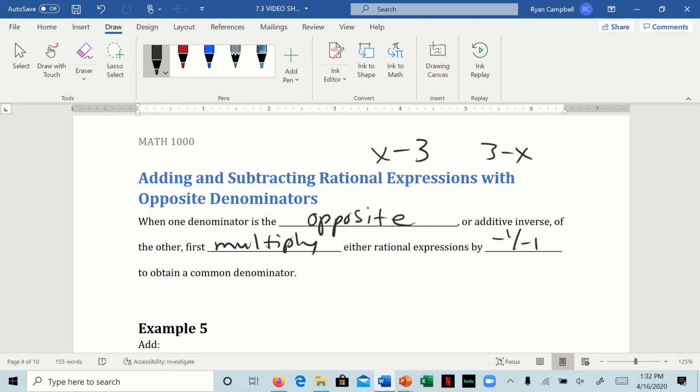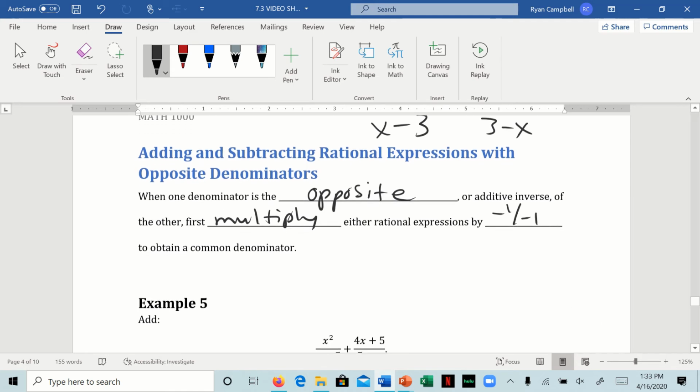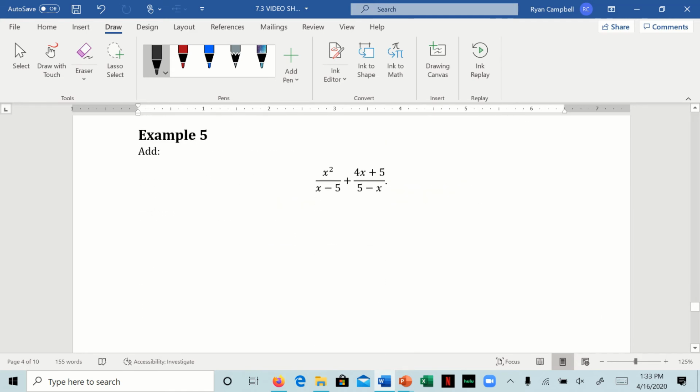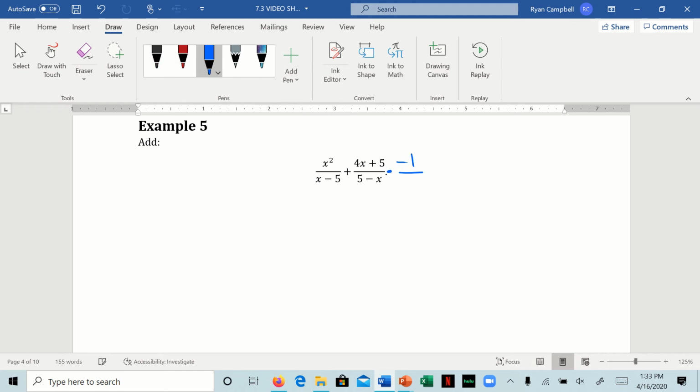So the first thing you should do is multiply one of the expressions by negative 1 over negative 1. And if you just want to do the second one, just make the second one always the one that you do things to. That's totally fine. All right. So we don't have the same denominator, but it's pretty close, right? So what we're going to do is multiply the second term by negative 1 over negative 1.